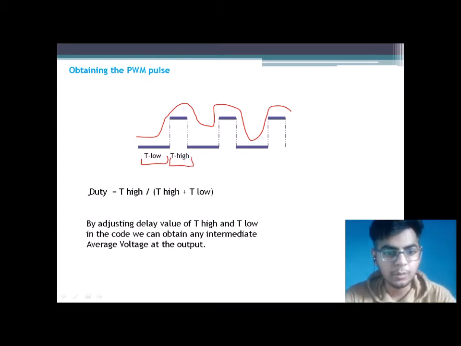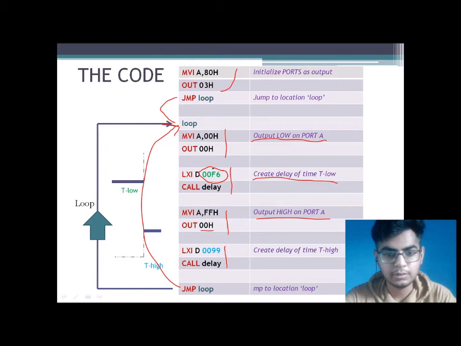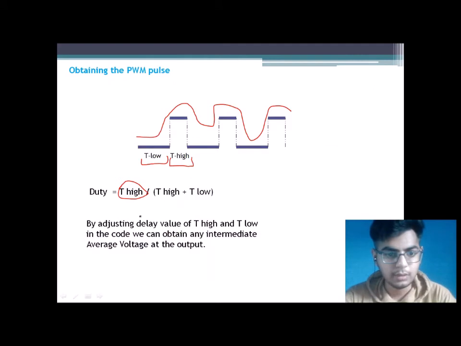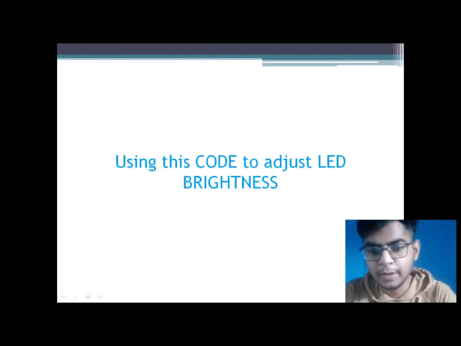Now delay can be manipulated by manipulating T high in our earlier code, by manipulating this value and this value. So to change the duty, if we want to increase the duty, we increase this time, and to decrease the duty, we decrease this and increase this. So by adjusting the delay values of T high and T low in the code, we can obtain any intermediate average voltage as the output.